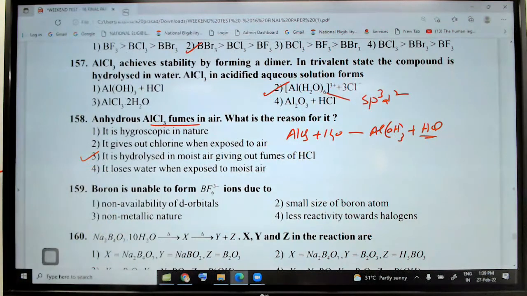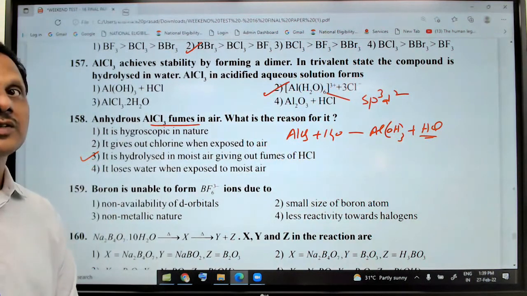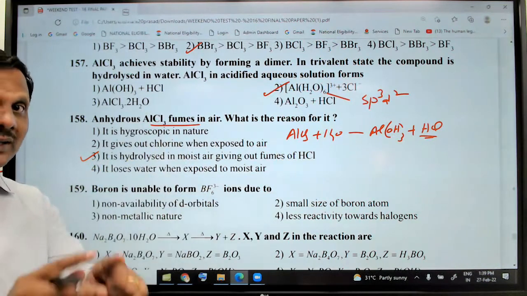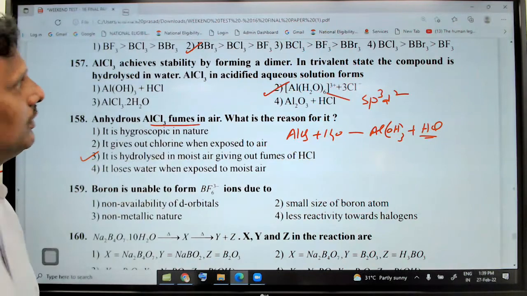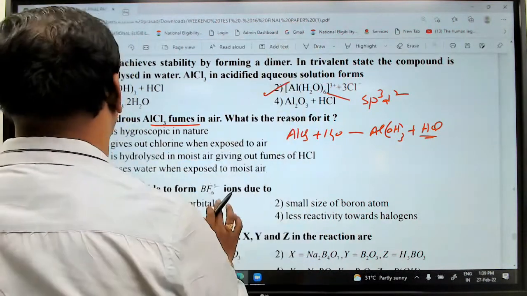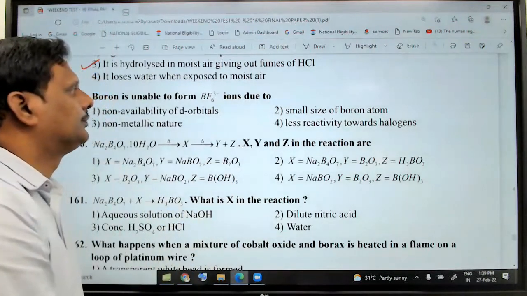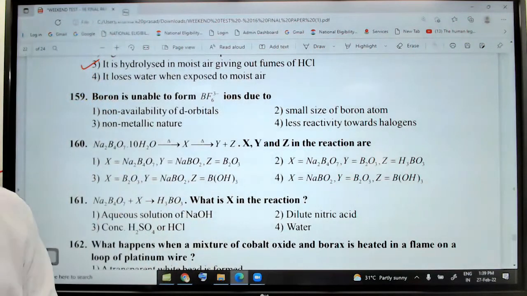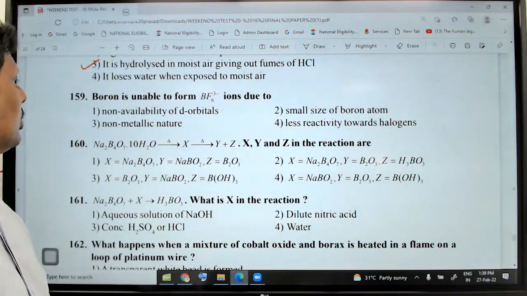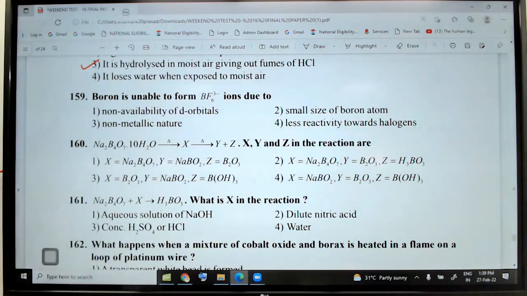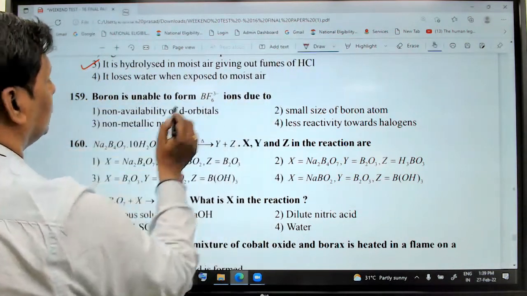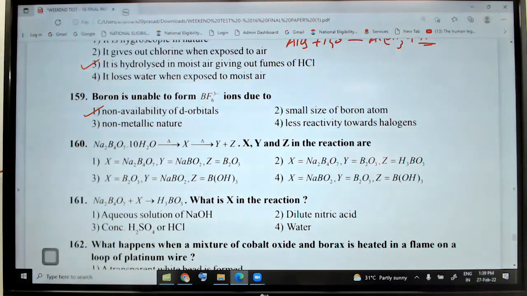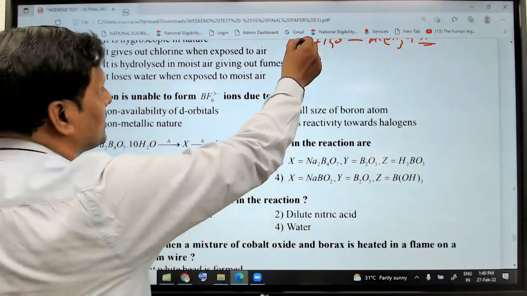So it is hydrolyzed in moisture, giving out fumes of HCl, which is given in the NCERT textbook in-text question. Take a look once, it is an NCERT in-text question. This question 159 is also an NCERT in-text question: boron is unable to form BF6 3-. This is because of non-availability of d-orbitals. Once again, this is also an NCERT in-text question, right? You will see question number 160.